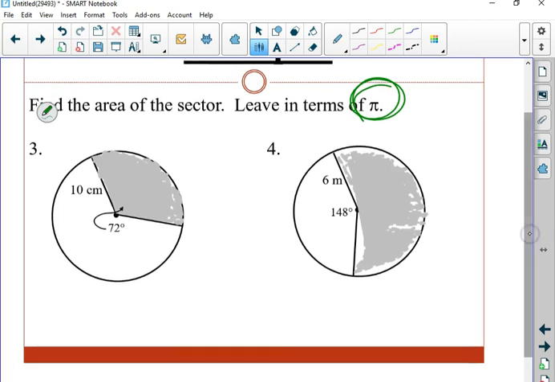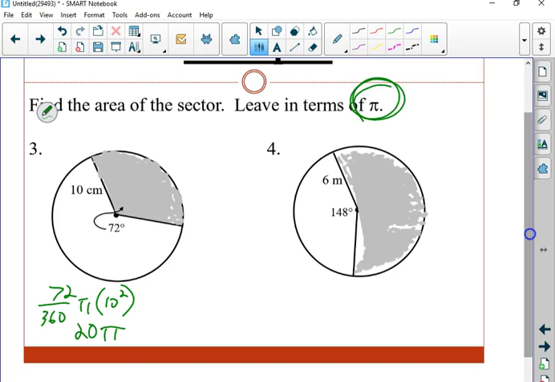Okay, so we know this is 72 degrees right here. That's our central angle. So we start off by doing our central angle divided by 360. Then we're going to multiply by pi times 10 squared, our radius squared. And literally just type in your calculator. Okay? 72 divided by 360 times 100. And what you get is 20 pi.